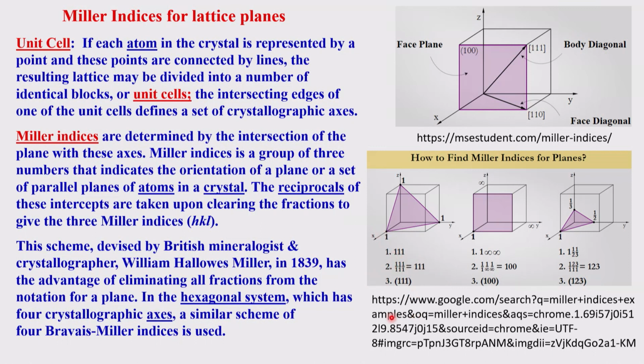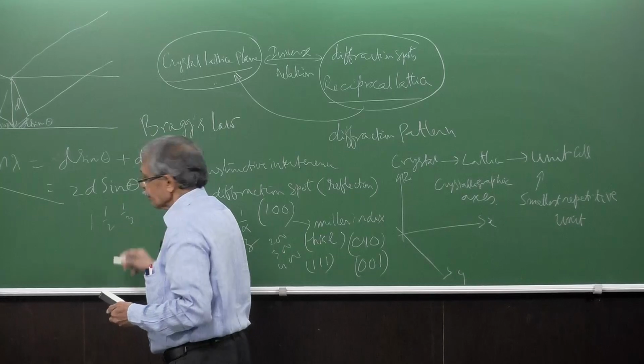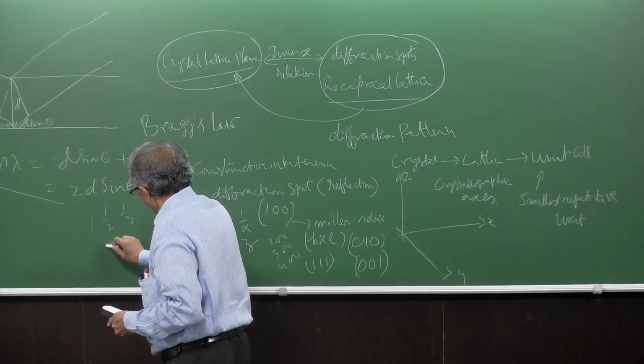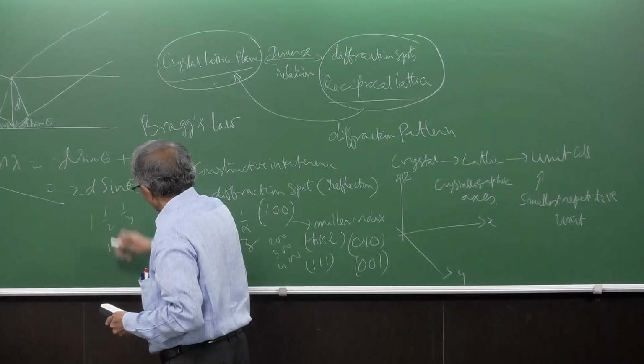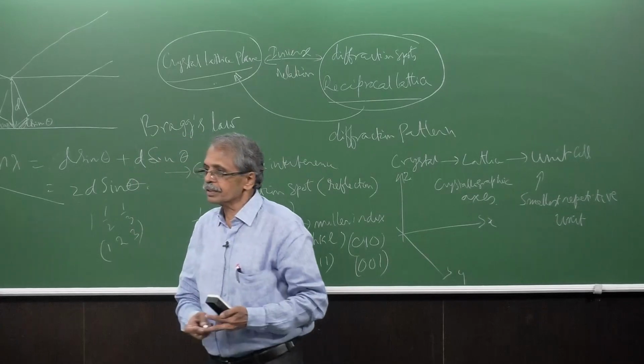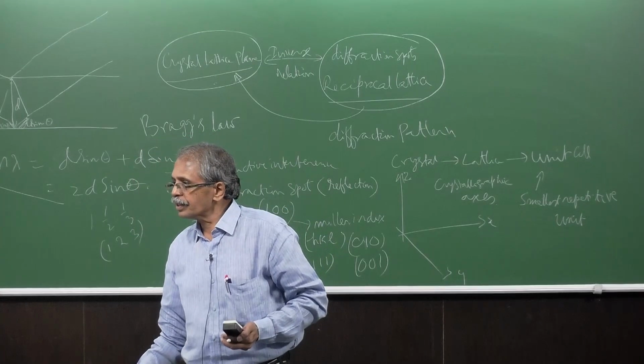Now, here you have seen already, I explained to you 1 infinity infinity and so on. Here x is at 1, y is half, z is equal to 1 by 3. So it is cutting at 1, 1/2, 1/3. The inverse of this is 1 by 1 is 1, 1 by half is 2, 1 by 1/3 is 3. So this HKL is 1 2 3. So you can see it as 1 2 3.